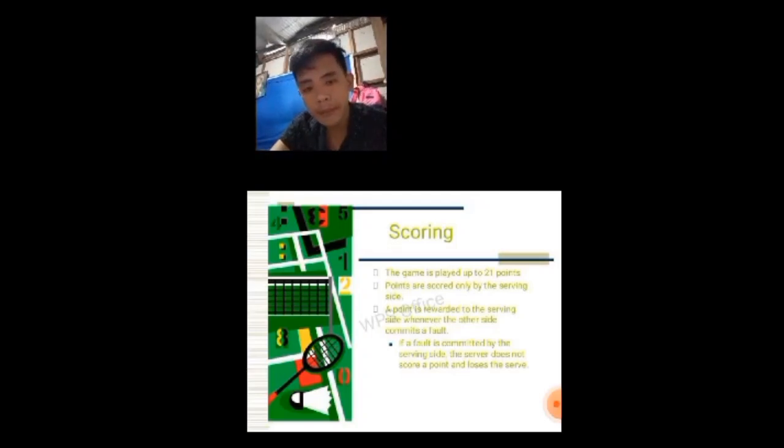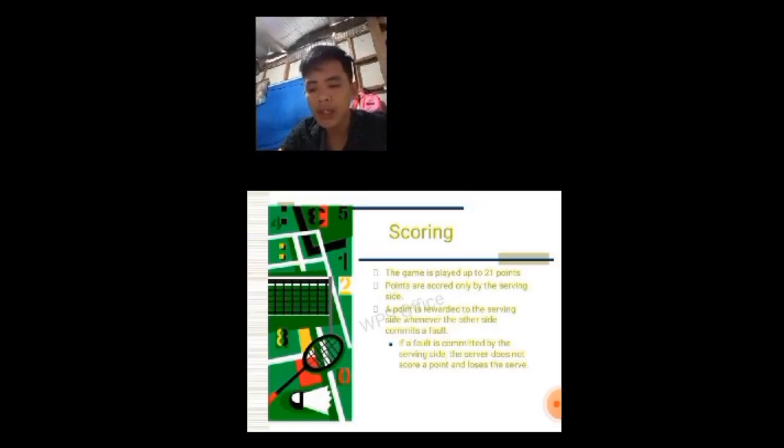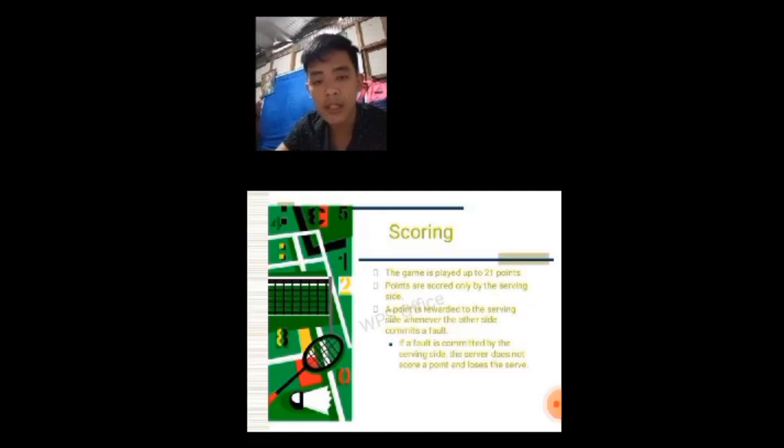First, the game is played up to 21 points. Points are scored only by the serving side. A point is scored on every serve and awarded to whichever side wins the rally. Rally means an exchange of shots while the shuttle is in play.